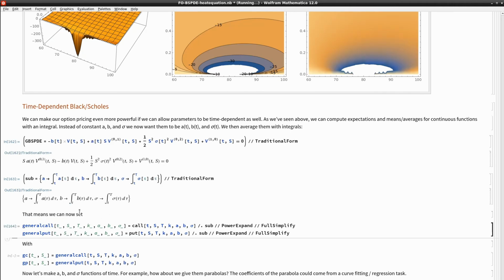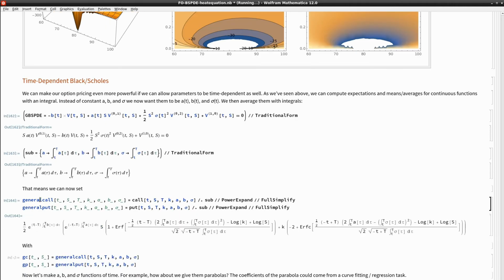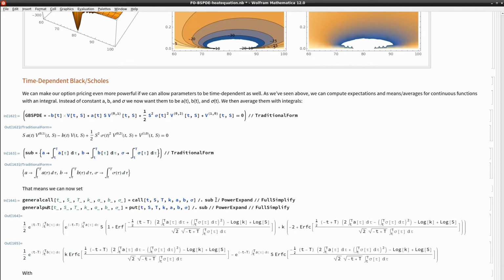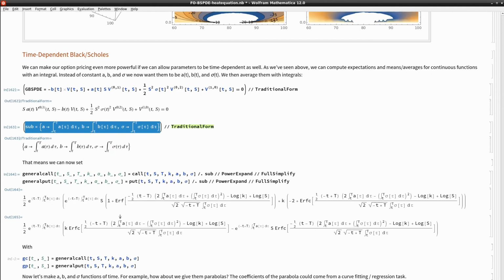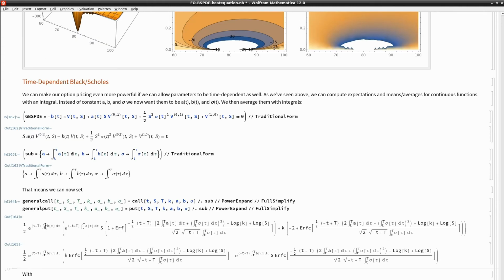So we can compute a general call and a general put simply by taking our call and put prices and applying this substitution with the integrals. This gives us new formulas, and in these formulas you see that suddenly we have these time integrals, right? Here's a time integral for b, here's a time integral for a, here's a time integral for the volatility.